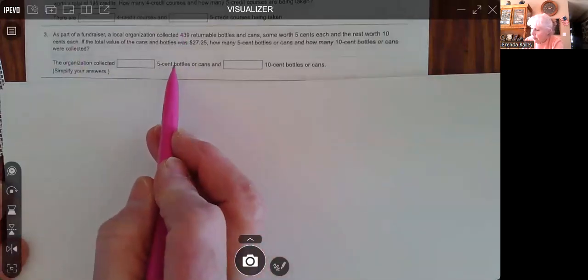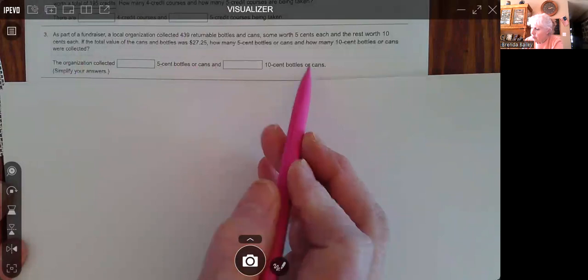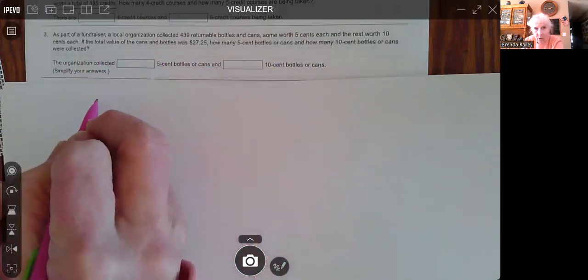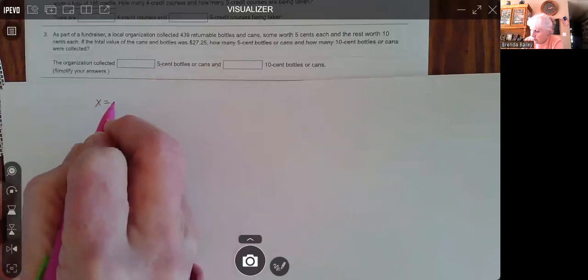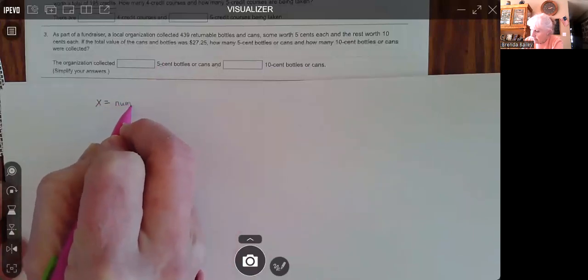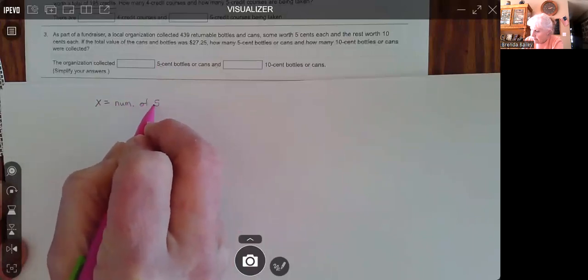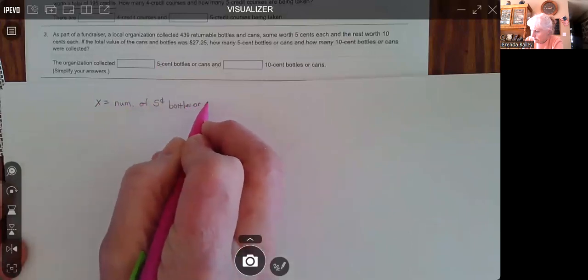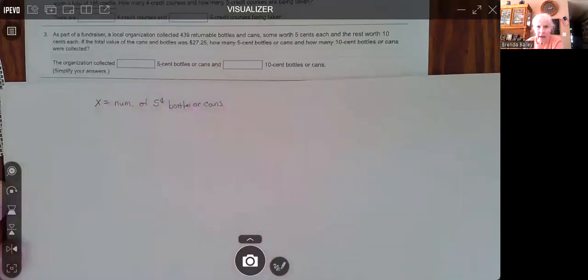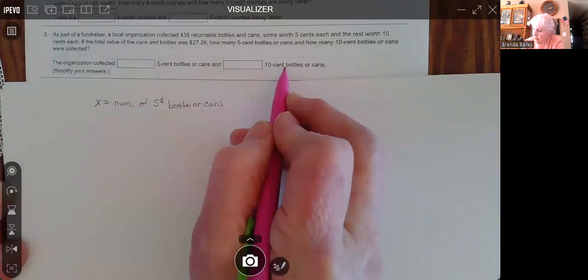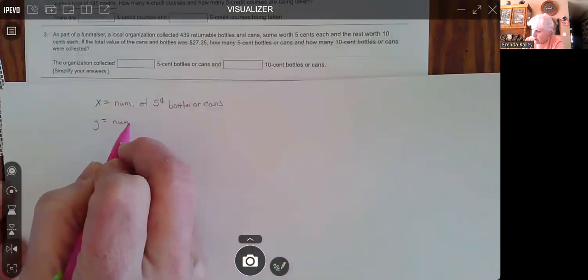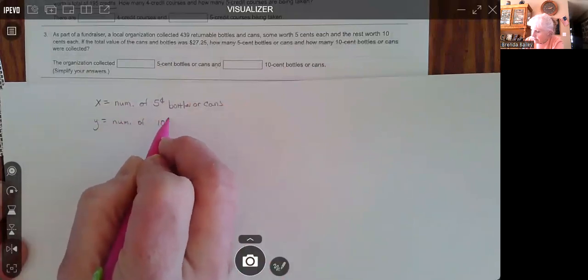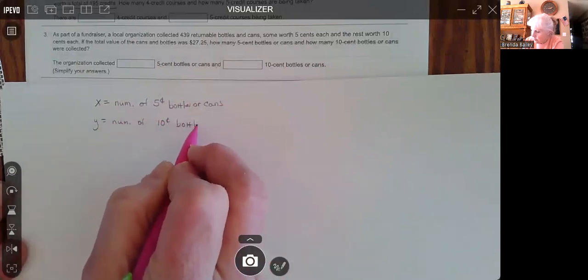So looking at this right here, I'm going to go ahead and make the X in the equation that we're going to write equal to the number of 5-cent bottles or cans. And I'll let the Y equal this one right here. Y is going to equal the number of 10-cent bottles or cans.